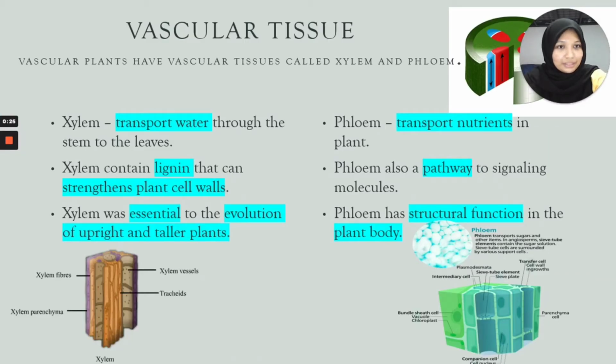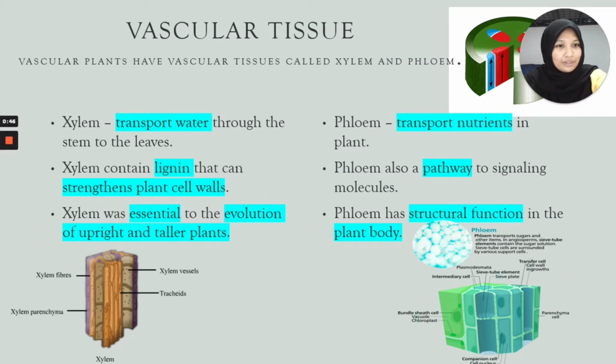All vascular plants have vascular tissues. There are two types of vascular tissues. The first one is xylem. The function of xylem is to transport water through the stem to the leaves. Xylem also contains lignin that can strengthen plant cell walls. The evolution of xylem was essential to the evolution of upright and taller plants.